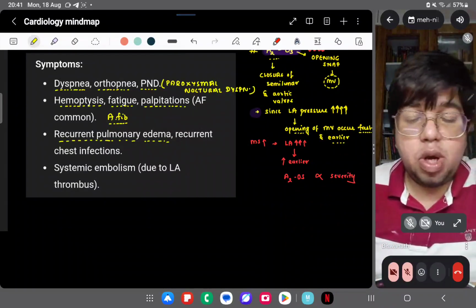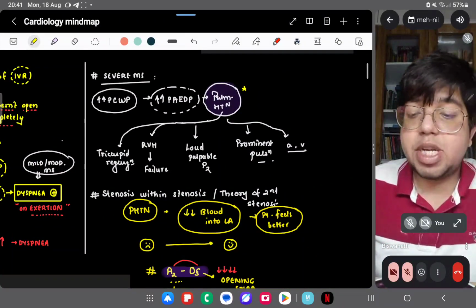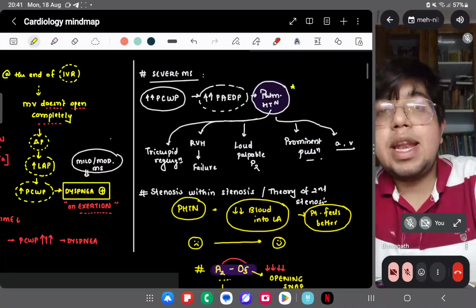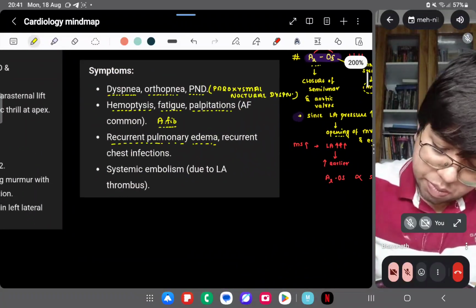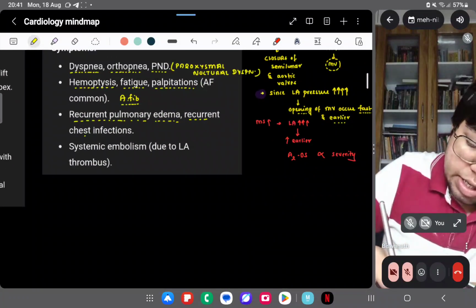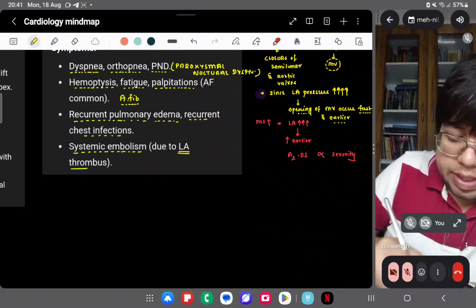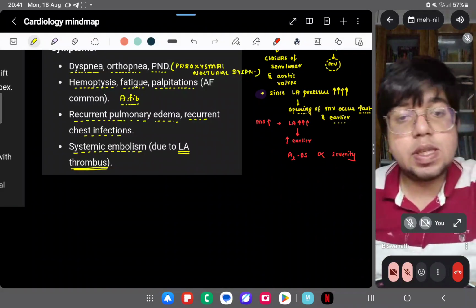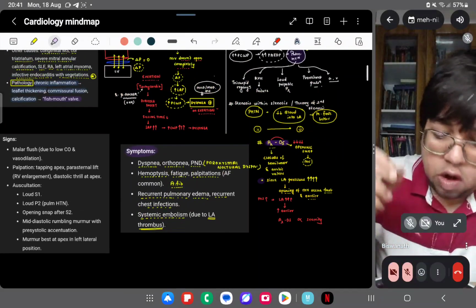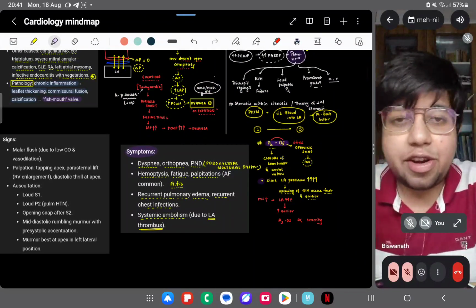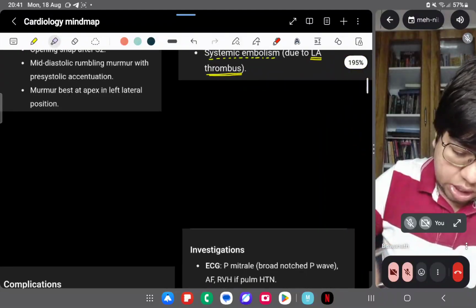Pulmonary edema, I told you earlier, right? Here it was a manifestation of pulmonary hypertension. This pulmonary hypertension is basically manifesting as pulmonary edema. Recurrent chest infections. Systemic embolism, I told you, the most common site. Left atrial thrombus. So these are the symptoms of mitral stenosis. If I talk about the murmur, let's talk about the murmur.